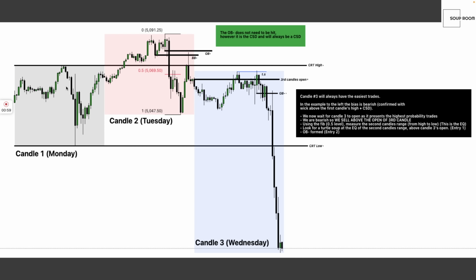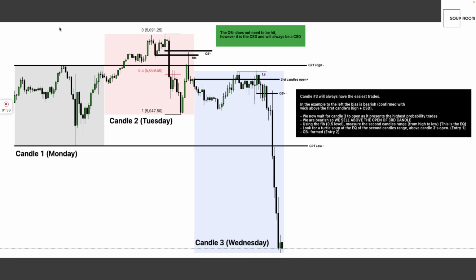So, little summary. First candle formed the range, second candle manipulated, order block formed, change in state of delivery, broke structure, breaker formed, tapped into a breaker, short, third candle open, moved back above the third candle's open, to the midpoint of Tuesday's range, turtle souping at the midpoint of Tuesday's range. Remember when I said turtle soups happen and reversals will happen at midpoints of range. Reversing back down to the CRT low.